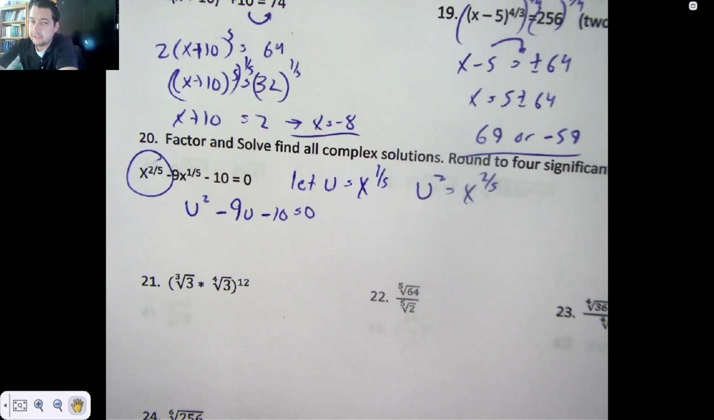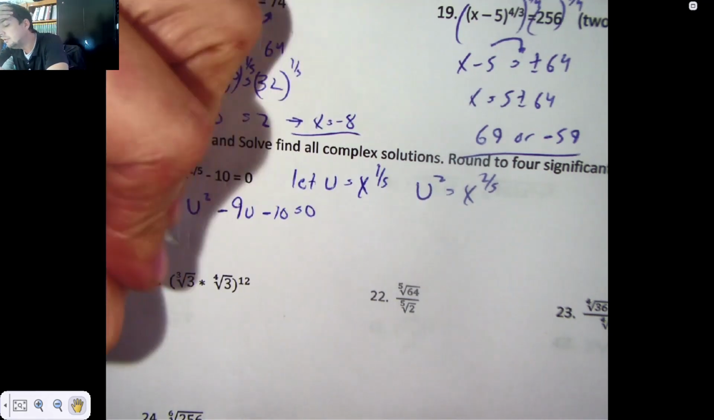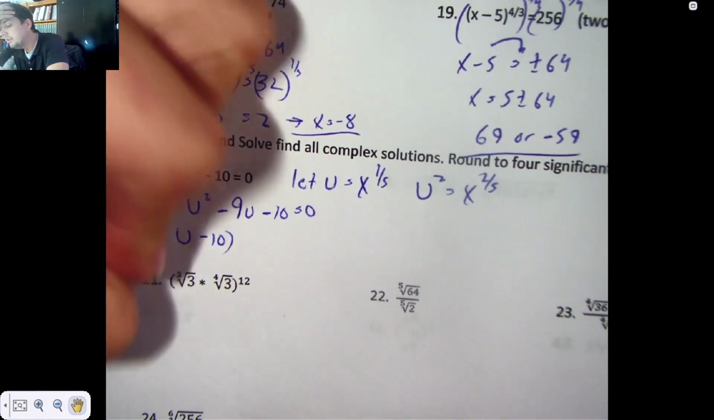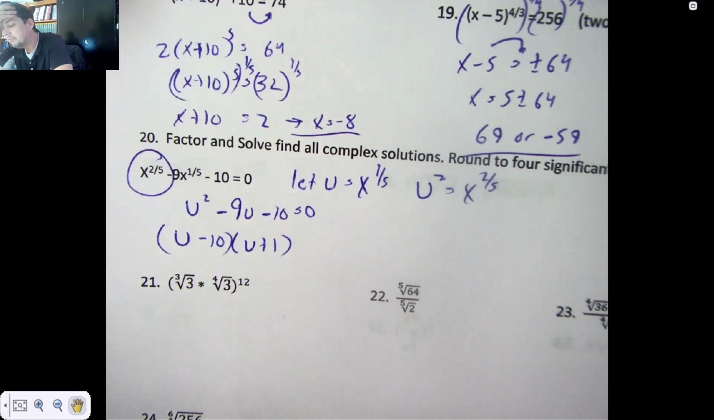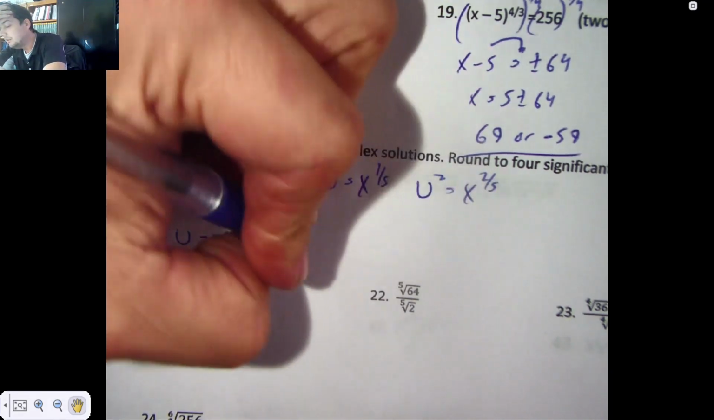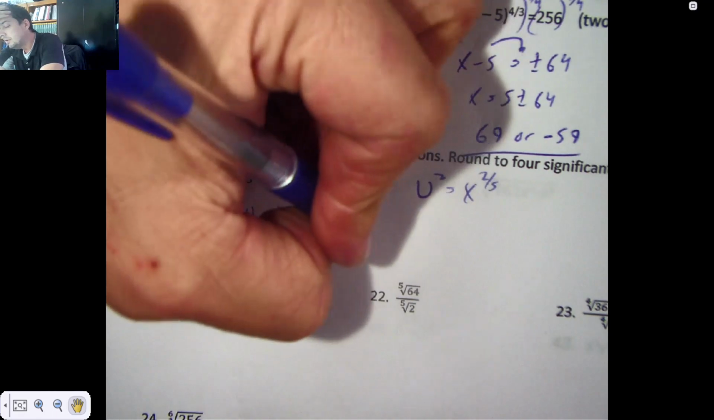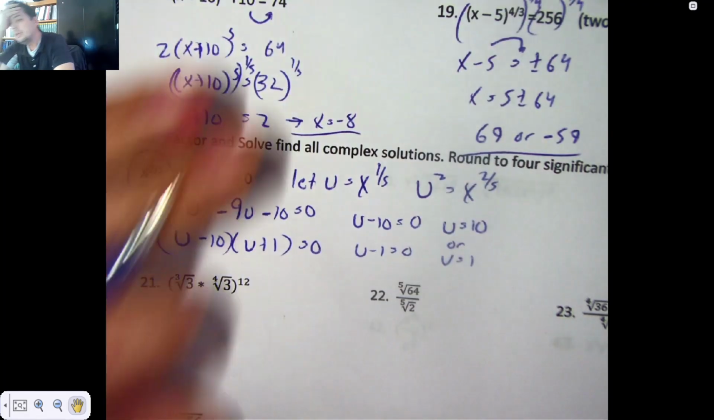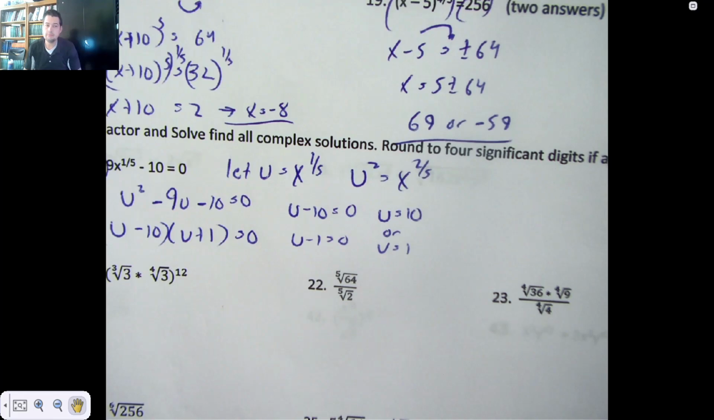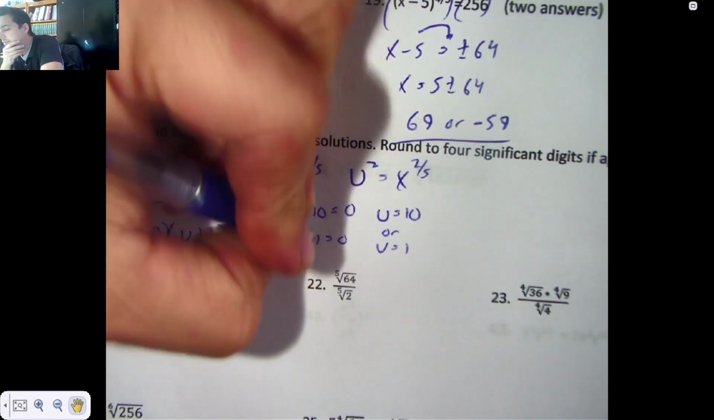Now it's a quadratic that looks a lot easier to solve. We'd have U minus 10, and I believe U plus 1, if my math is right, equals 0. So I use the zero product property. U minus 10 is 0, and U plus 1 is 0. It gives me that a U value is 10, or a U value is negative 1. But wait, screwed this one up, didn't I?